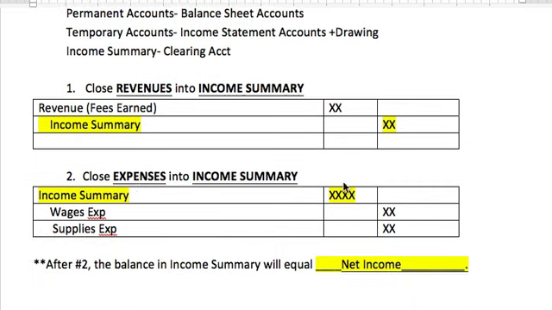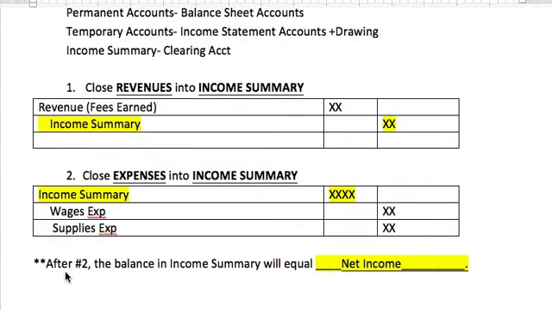Journal entry number 2, you're going to close expenses into the Income Summary account. Since expenses have a normal debit balance, to close those out, you'll have to credit every expense account. So the journal entry here will be a debit to Income Summary for the amount of total expenses, and then you will credit each expense for its balance.